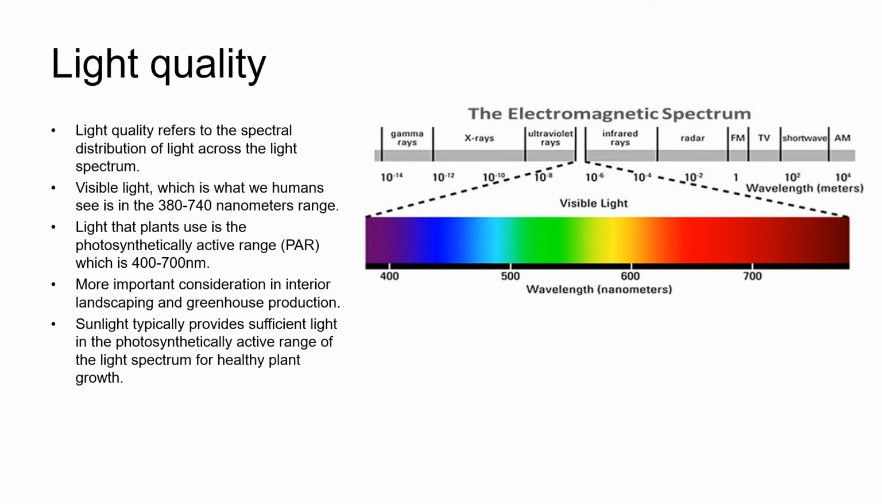Light quality refers to the spectral distribution of light in the blue, green, red, far red, and other portions of the light spectrum. This isn't typically something we think about too much in landscape horticulture unless we're interested in interior landscaping and need to provide supplemental light. Outdoors, the sun typically provides sufficient light in the photosynthetically active regions of the light spectrum for normal photosynthesis to occur.